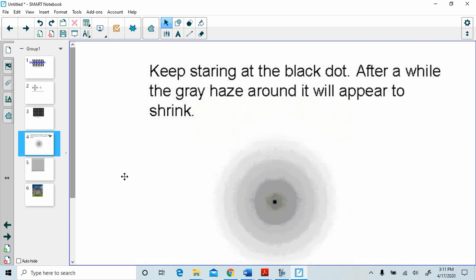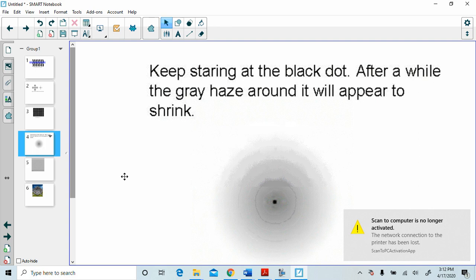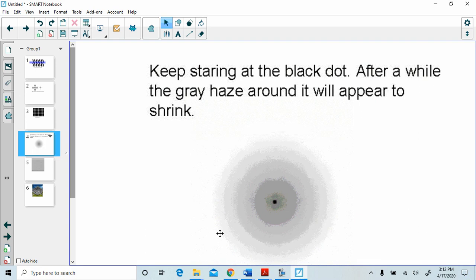Or you could have taken a picture before and after, or you could have a friend sitting next to you, just looking at the picture and telling you what's actually there without staring at the black dot. Okay, so do any one of those things and then look and see if the gray haze around it is still there. So for me, I've looked away and now I'm going to look back.